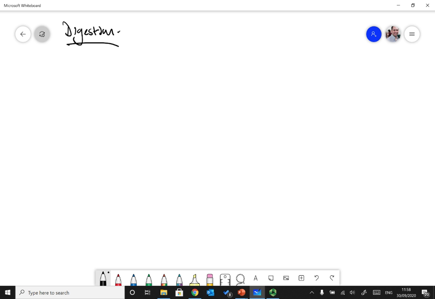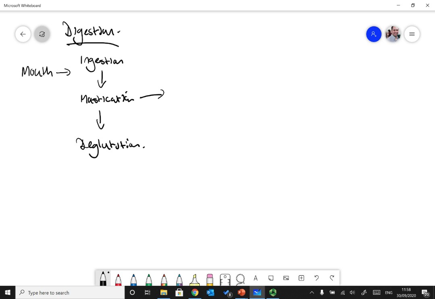So in the mouth, we've got a couple of things that happen. We've got ingestion, followed by chewing, which is mastication. And then we've got deglutition. So ingestion, food goes in.